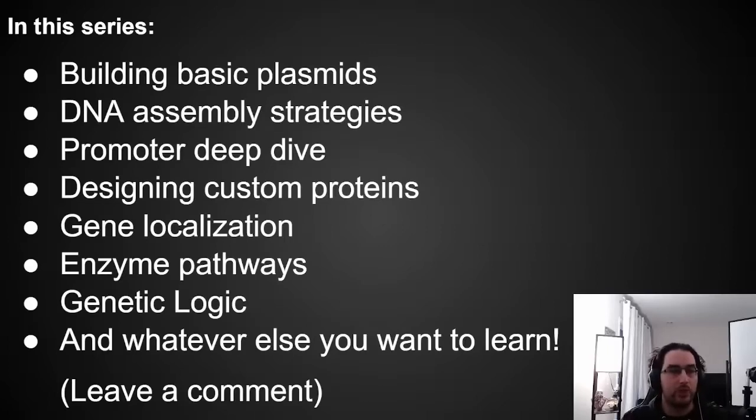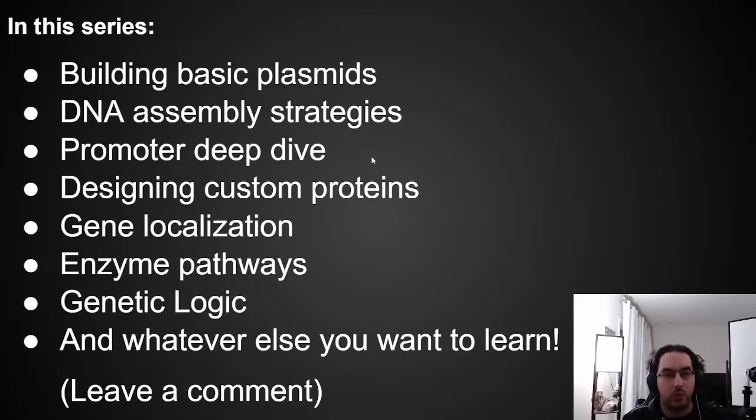But so yeah, the things we're going to go through: building basic plasmids, because plasmids are sort of the core of genetic engineering. Even if you're doing stuff that isn't going to be a plasmid in the end, it's how you get the DNA where it's got to go. We're going to talk about DNA assembly strategies, because legitimately building DNA is one of the hardest parts of genetic engineering. Writing the code is trivial, but actually making it is far more difficult.